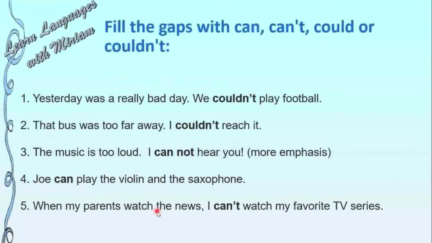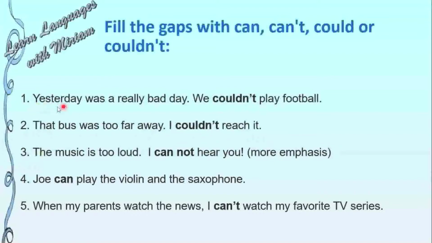In this next exercise, it said, fill the gaps with can, can't, could, or couldn't. Let's see first one. Yesterday was a really bad day. We couldn't play football. Here we have a date. Yesterday. It is in the past. So it is can in the past, couldn't. So we have to write can in the past, couldn't.